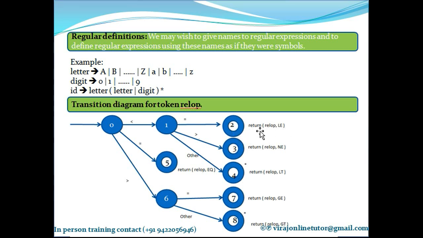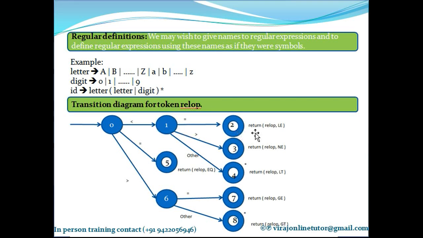So I am returning to the parser that whatever lexeme I have found, less than equal to, belongs to a relational operator, relop. So relop is the token for the less than equal to lexeme. And what is the attribute value that I am passing? LE. LE stands for less than equal to. Clear? These two characters that I have found are nothing but a lexeme, because they are exactly found in your program the way they are.